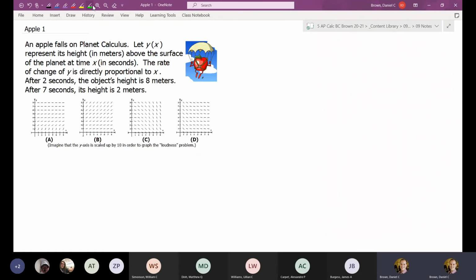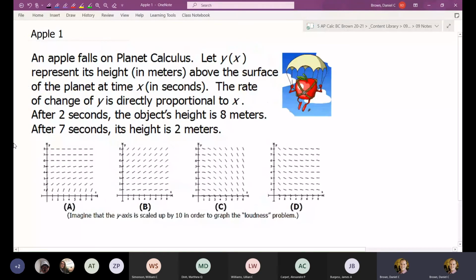All right, finishing this up then. Then we had the apple one. So we have the apple falling. After 2 seconds, the object is at 8 meters, and then after 7 seconds, its height was at 2 meters. Which slope field did you say was the best match for that one? C. C is definitely it. You knew it was decreasing, and you just wanted to find the one that matched those points. We can easily check. We have (2, 8) and then (7, 2). That one's definitely going to work. The other one is going to flatten out a little bit too much.